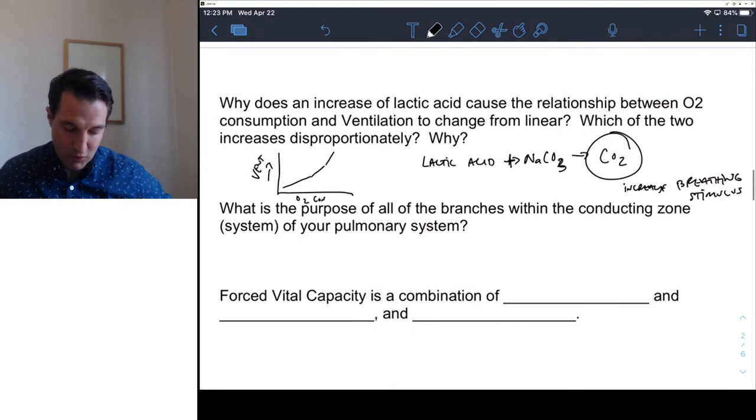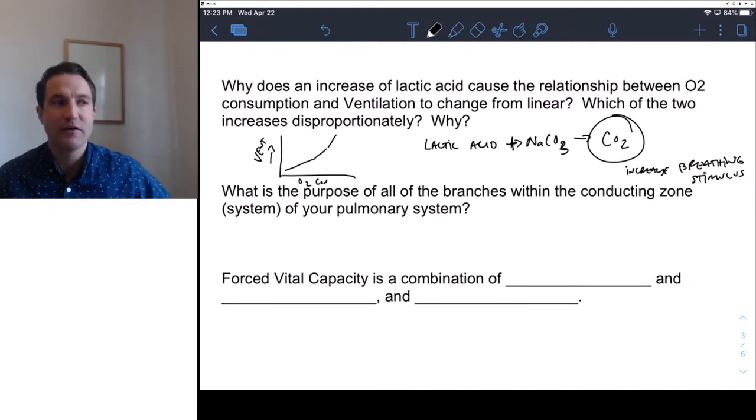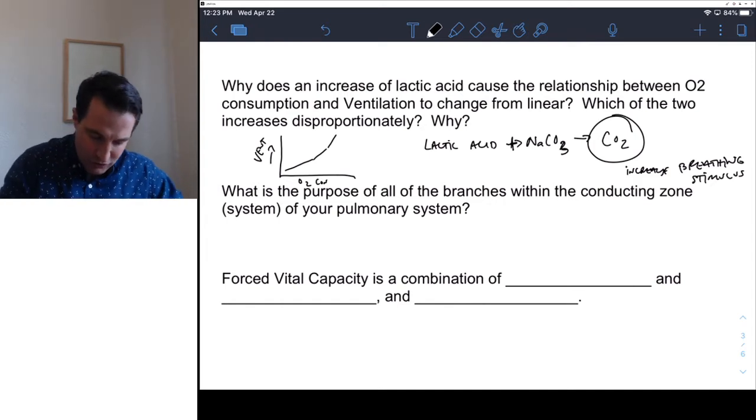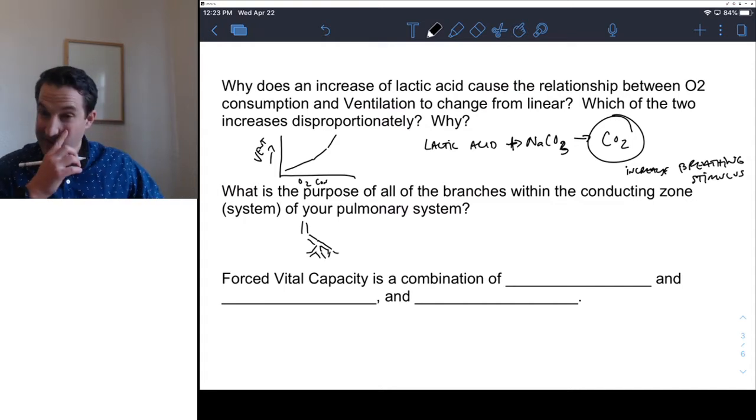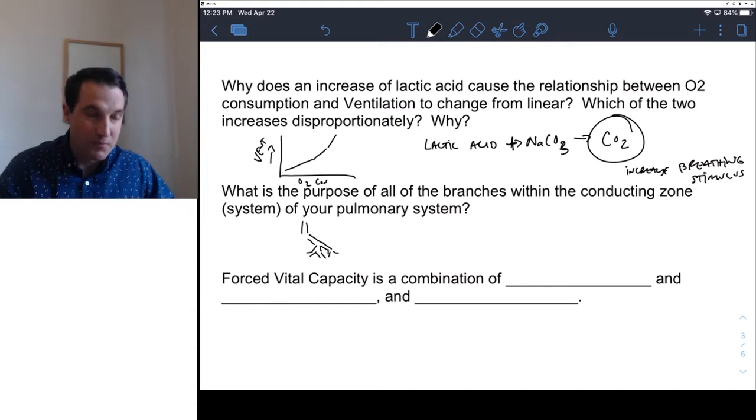Okay, what is the purpose of all the branches within the conducting zone? Remember, we had that figure towards the end of Monday's lecture that showed the bronchi, and then we get another division right there, and then this divides even more. These sides divide, and we're going further on. So we get these further divisions within the pulmonary tree, as they call it. What is the purpose of those? The purpose is to create surface area.